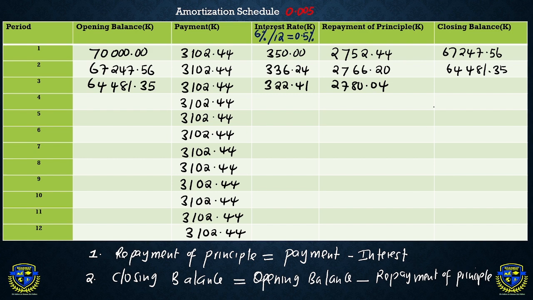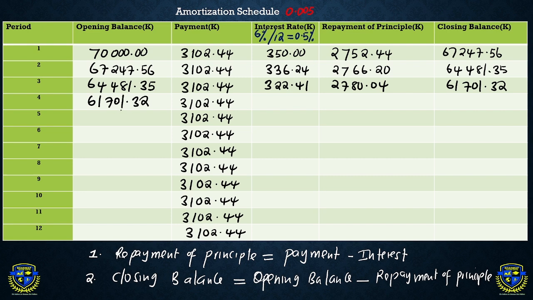minus repayment, that's going to be 61,701.32. Okay, we continue. That becomes our opening balance in period 4. So we're going to say our opening balance is 61,701.32.